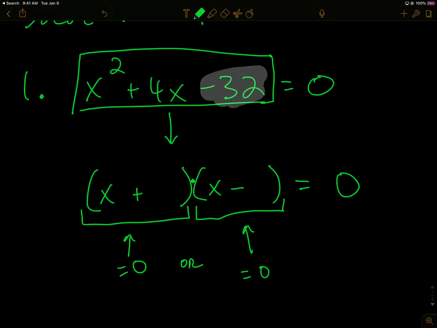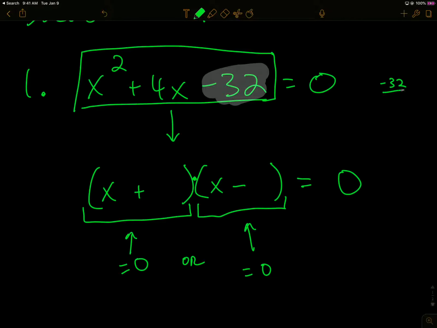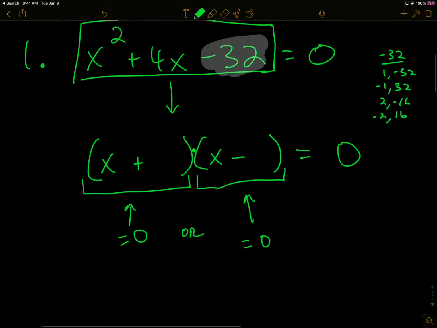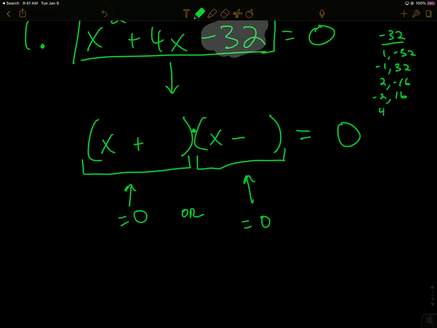So I start thinking of the numbers that multiply to negative 32. I've got 1 and negative 32. I've got negative 1 and 32. I've got 2 and negative 16. I've got negative 2 and positive 16. I've got 4 and negative 8. I've got negative 4 and 8.